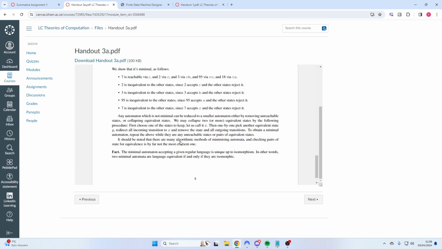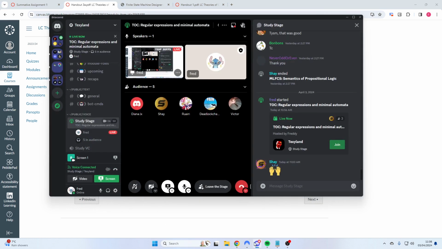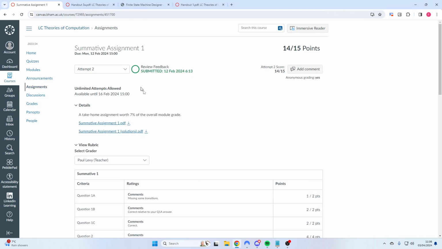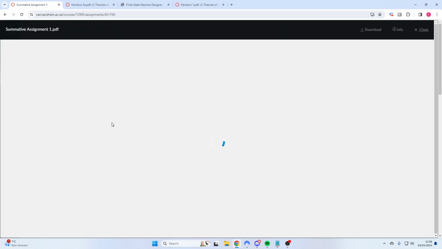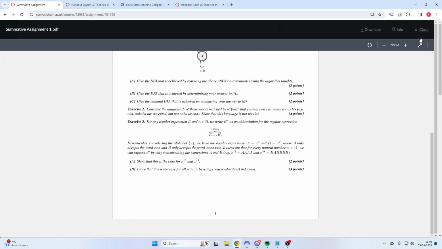It should be noted there's actually lots of algorithmic methods for minimizing automata, but we don't need to know any. We haven't been taught one. The only one we've been taught is doing it by eye. So we had this question in some summative assignment, just as an example.